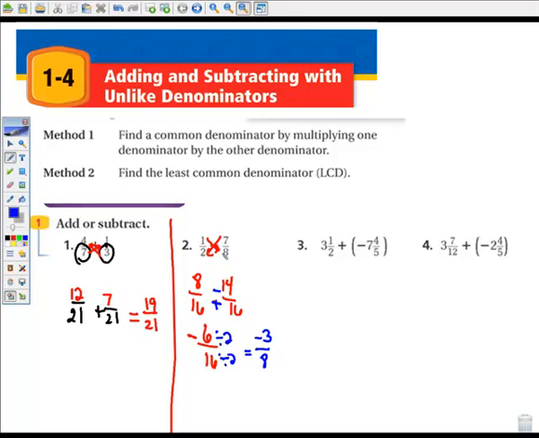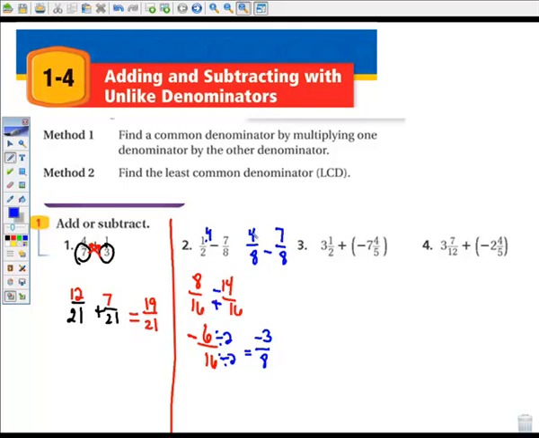Now let's see if I would have done the same problem using the least common denominator. Let me erase this. The least common denominator is the least common multiple, and both 2 and 8 divide into 8. You always want to start with the largest one and see if the smallest one will divide in. So my common denominator here is actually 8. And 2 divides into 8 4 times, so I multiply the numerator by 4. And then this stays as 7/8.